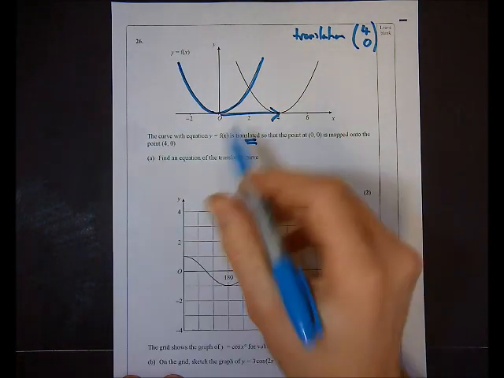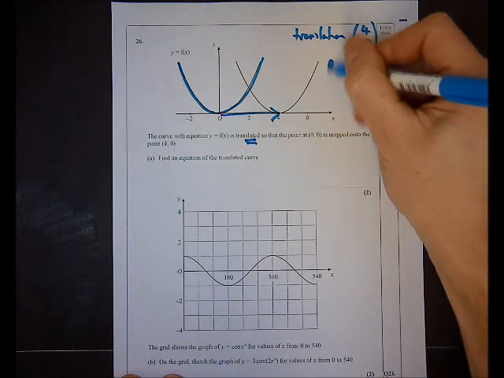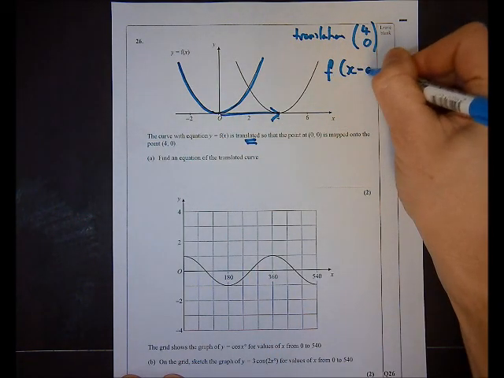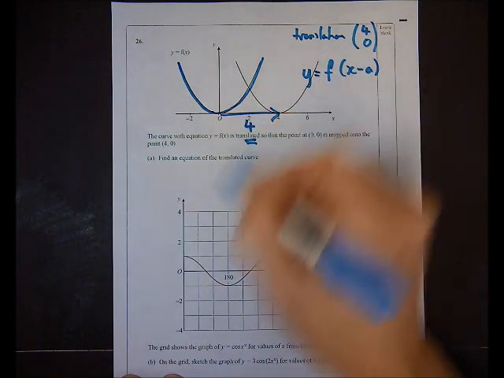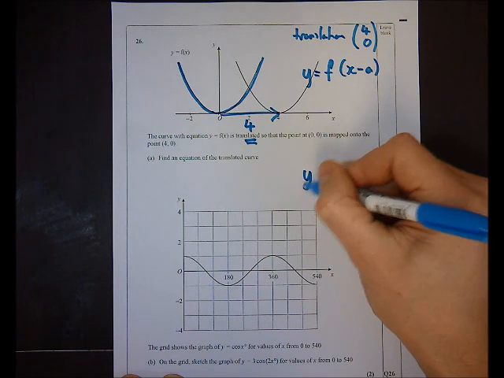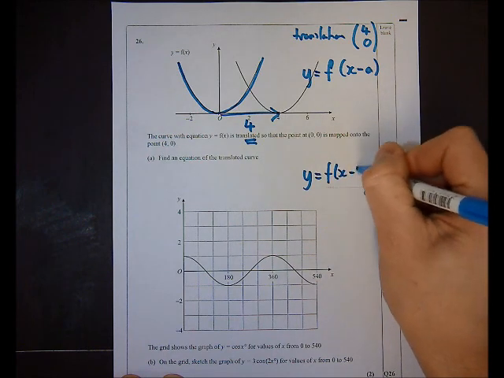Now I know that when the curve moves 4 to the right, I'm dealing with a translation that is f of x minus a. And in this case, the distance I've moved is 4, so a is going to be 4. So the curve I've got is y equals f of x minus 4.